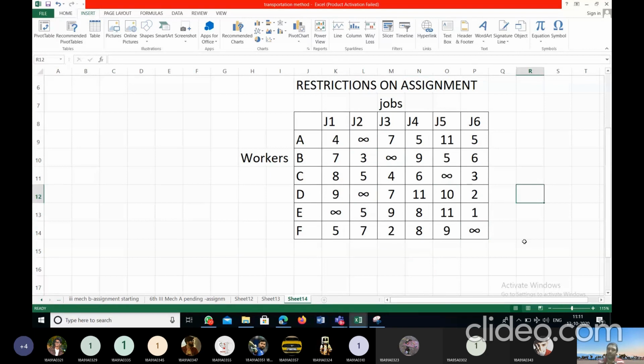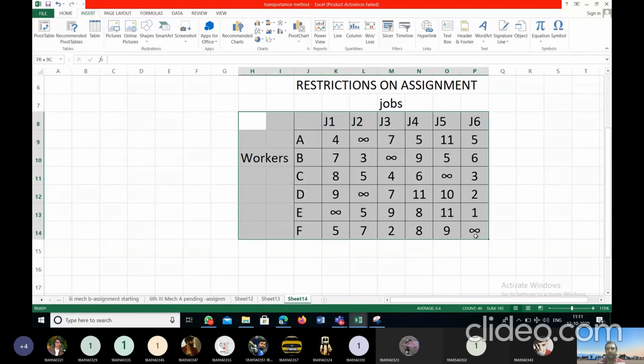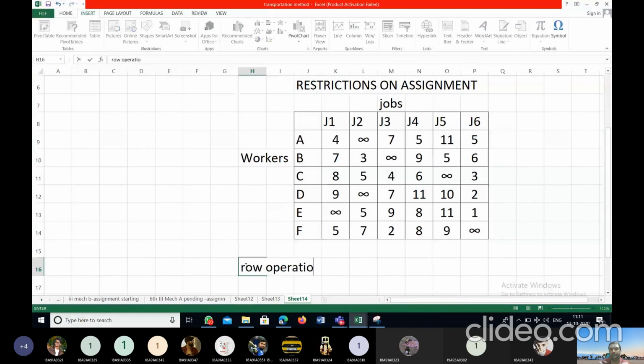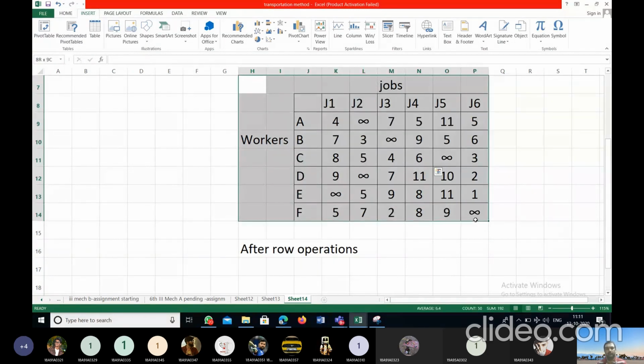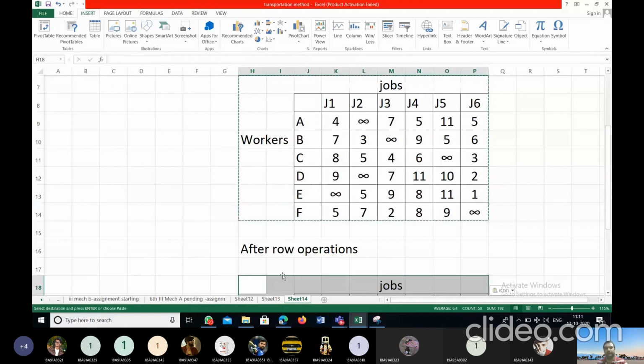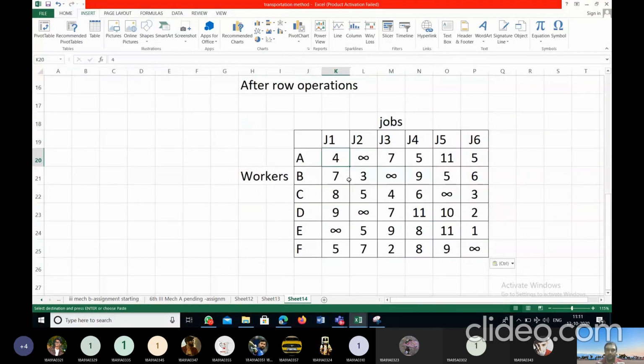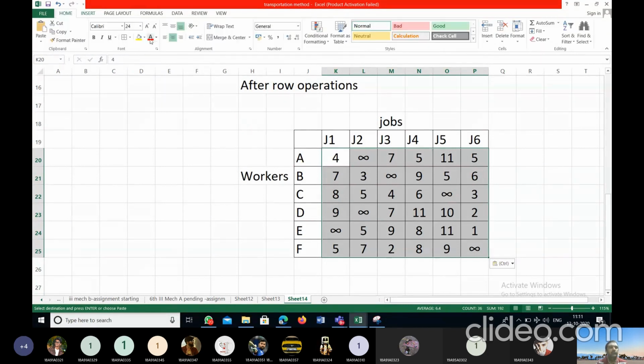Now you can start your operations, row operation, column operation, everything, and proceed further. So now, row operations. Let me write a dialog box after row operations. After row operations this will be updated. Now you see, as usual we'll give some colors to this.